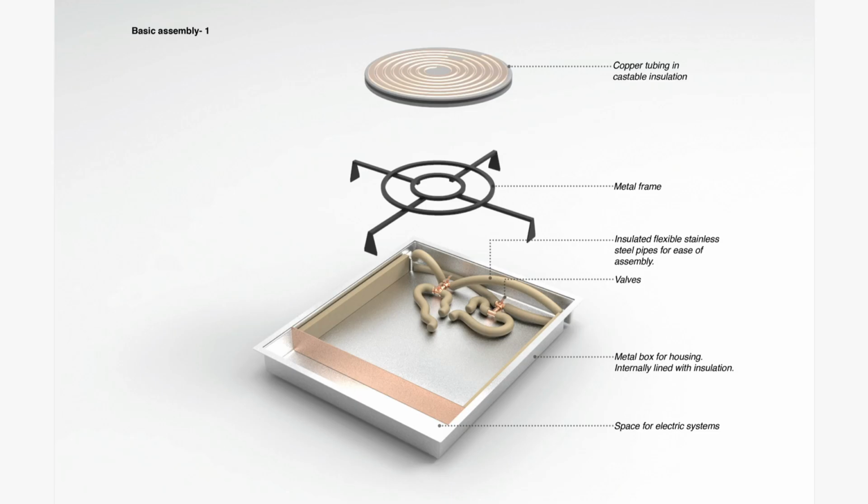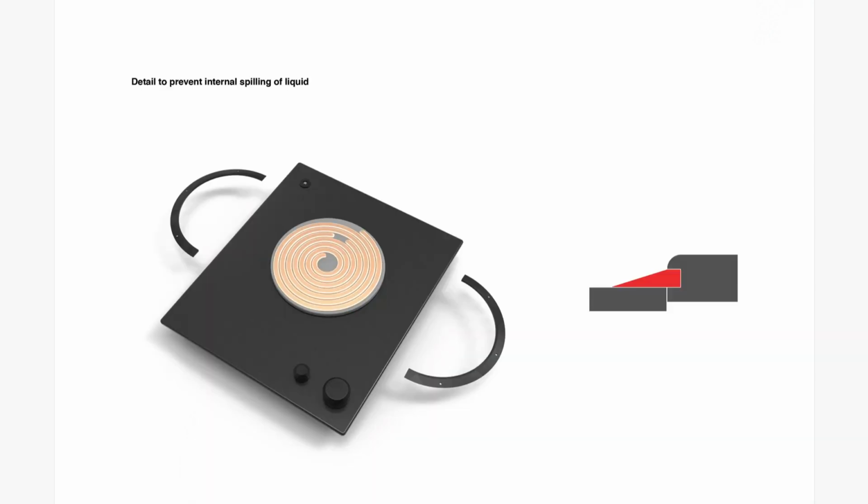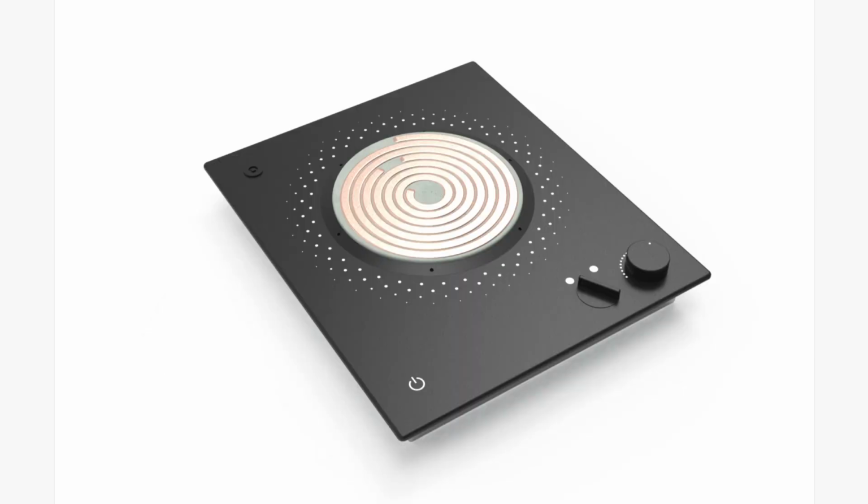And then it can come over a stand, and then the pipes, which initially I showed you as hard copper pipes. So the copper pipes will be hard, but the pipes which are used in this cook stove are braided steel pipes, which are insulated and flexible, so that you can easily connect them below to the copper terminals. And then a toughened glass surface will come over with an interface basically. And then some detailing to prevent spilling of liquid going inside, like the cross section you can see. So this is to prevent spillage and leakage. And yes, then this is the final design.